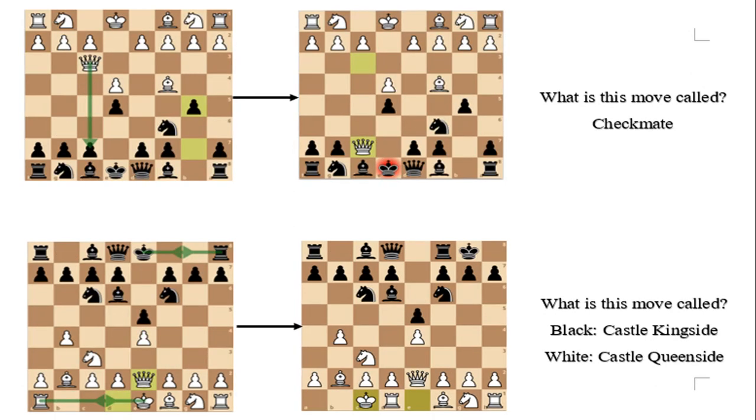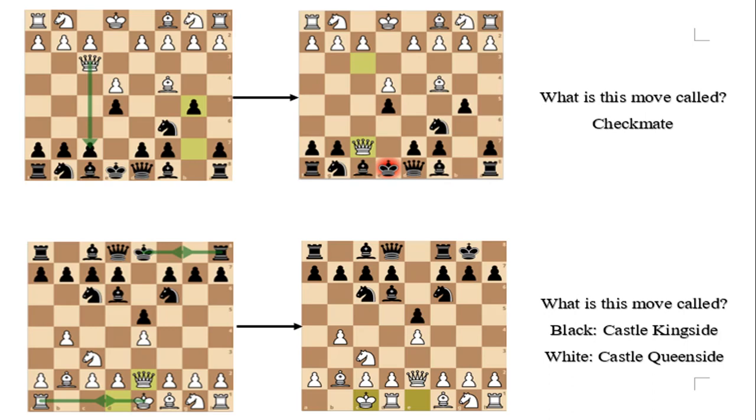Let's take a look at the third example, shall we? As you can see, the queen is advancing forward. In this case, it is not a capture. It is because it is trapping the opposite king, which makes it impossible to get out of the situation, which we call checkmate.